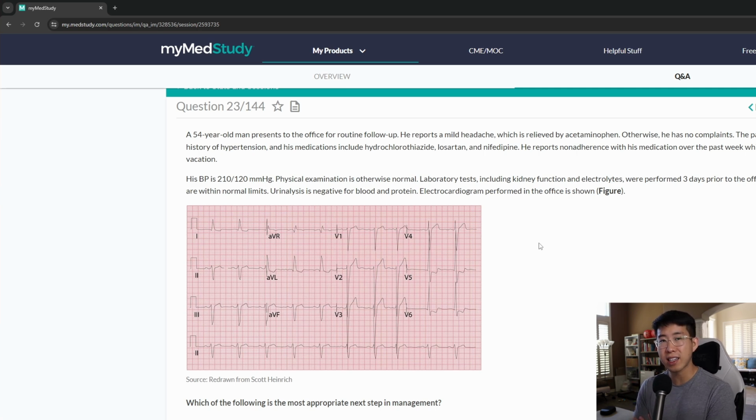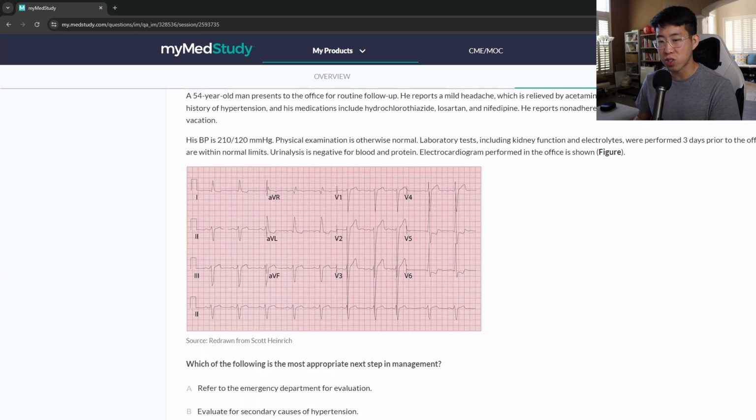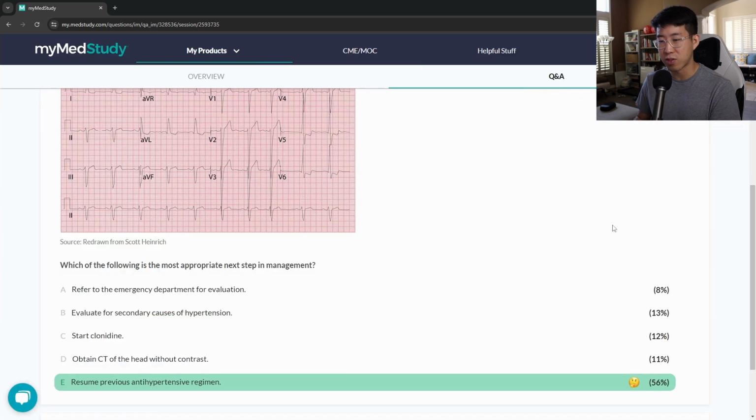Now, with a headache, you could start to think, are they having some kind of cerebral edema or something like that, which would be hypertensive emergency. But in this case, it's only a mild headache. And then we've got all these repolarization abnormalities here, but we're not really getting any signs that he's having an acute MI. So I think he actually could just resume his previous antihypertensive regimen.